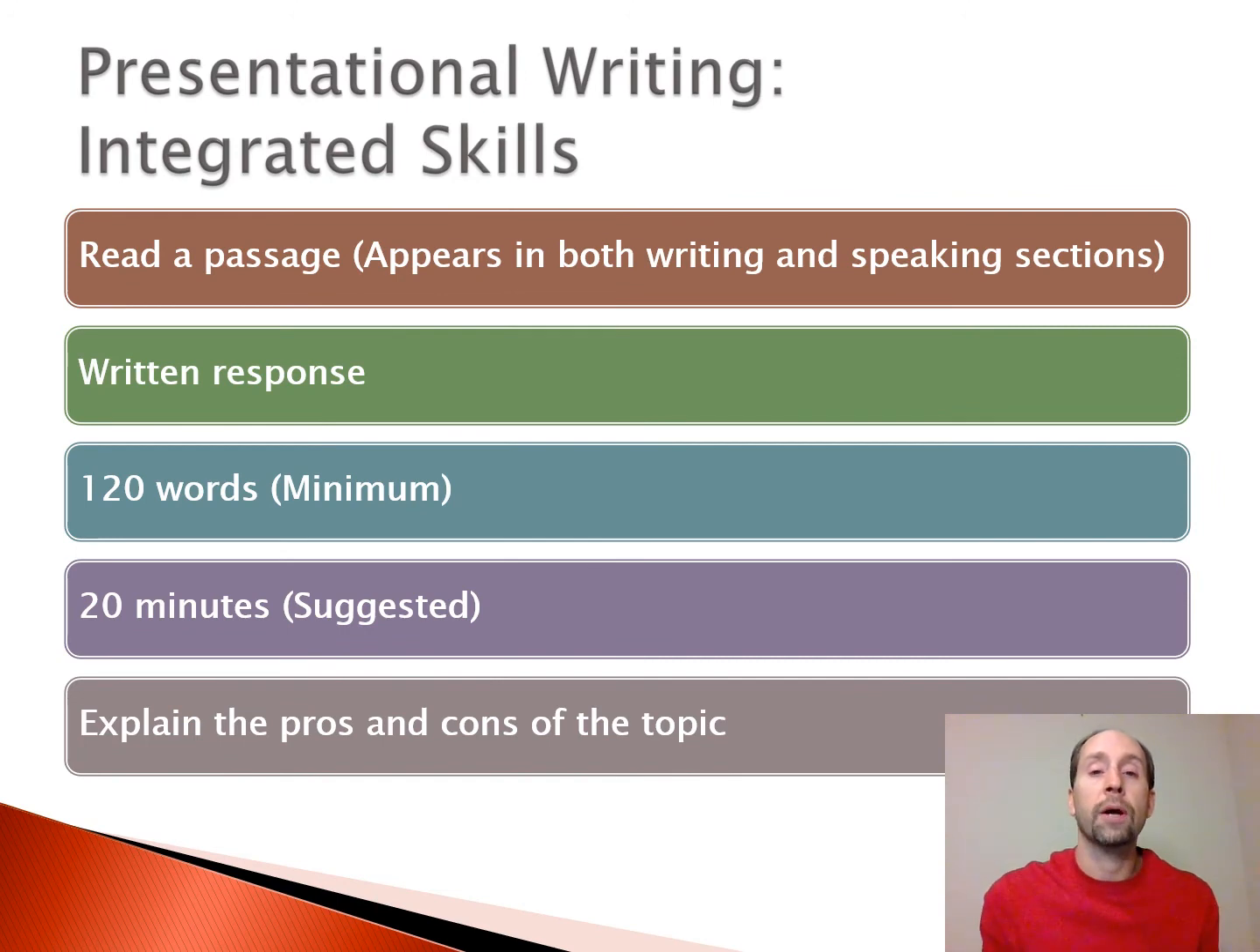Okay, up next is the presentational writing with the integrated skills. So you're going to read a passage, and it's going to appear in both the writing and the speaking section. So you need to write about this concept and then also speak about this concept. So you're going to give a written response here. You need a 120 word minimum, and they suggest you spend about 20 minutes on this portion. And now you're going to explain the pros and cons to the topic. So now you need to provide both sides to the argument for this topic.